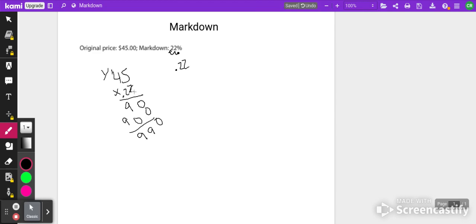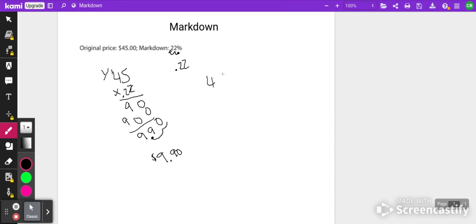Remember, when you're multiplying with decimals, you have to count the number of decimals in your problem. So I've got 2 decimal places here. That means I'm going to move my decimal forward 2 times. So this 22% is $9.90. Now, sometimes the question is going to ask how much is the markdown? And this is how much the markdown would be. But more often it's going to ask what the new price of the item is going to be.